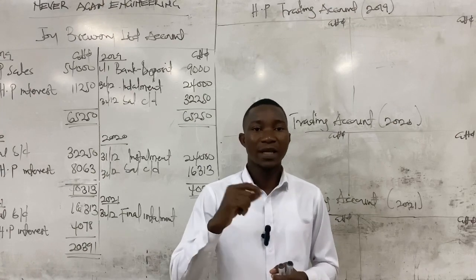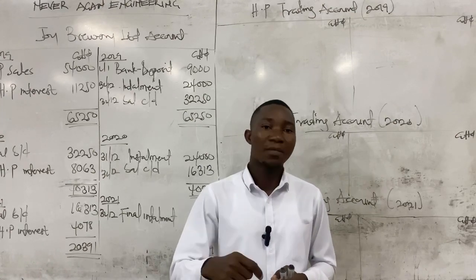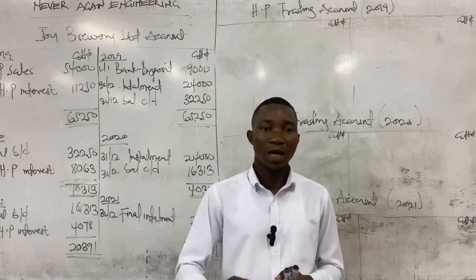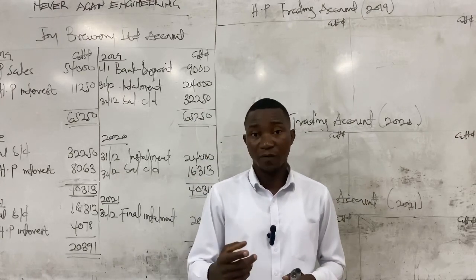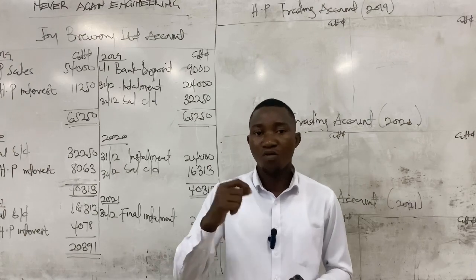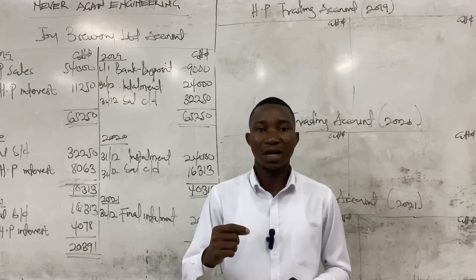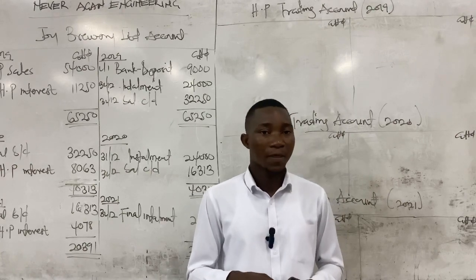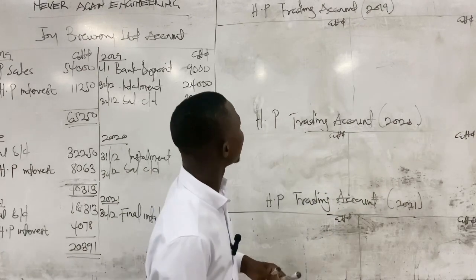But at any point in time, if there is any amount due that is not yet paid, we need to make a provision for unrealized profits. So we have to calculate the unrealized profit on the remaining balance. I will show you how we do that. So let's look at the transfers.